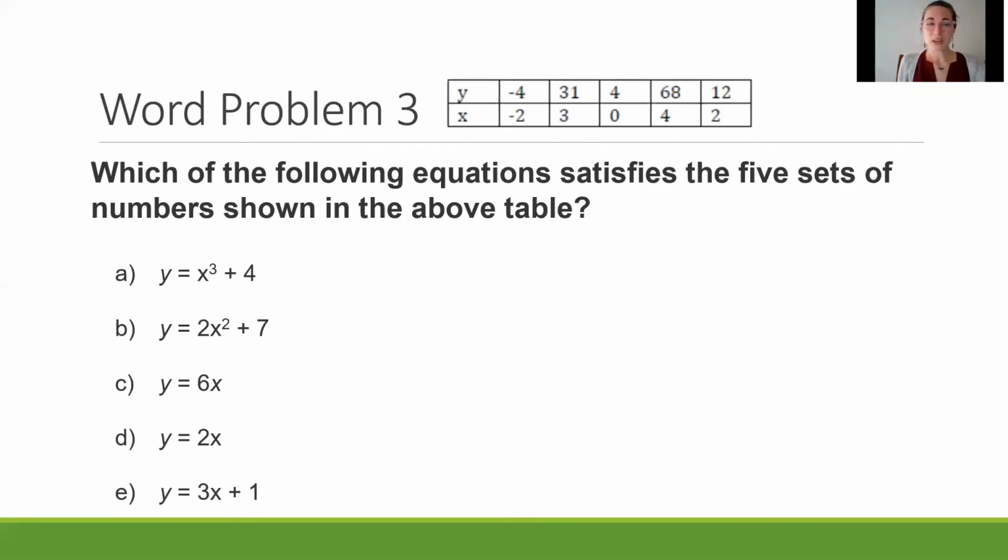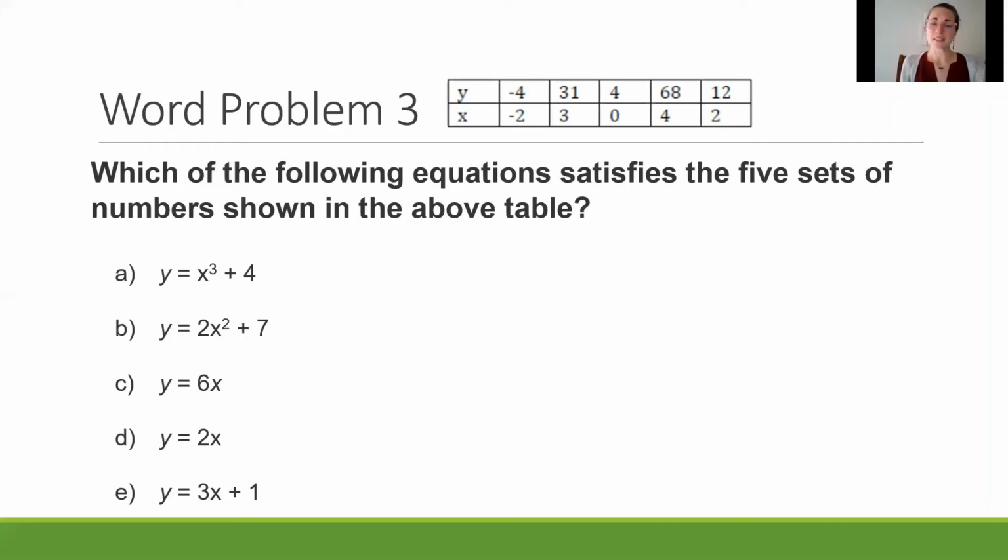For word problem 3, it says, which of the following equations satisfies the 5 sets of numbers shown in the table above? So you can see our table up above that has a y and an x, and it gives the values that go together. So you'll always want to think of the values as when x equals -2, y must equal -4. When y equals 31, x must equal 3. When x equals 0, y must equal 4. And that will help us to better solve the problems that we have at hand.